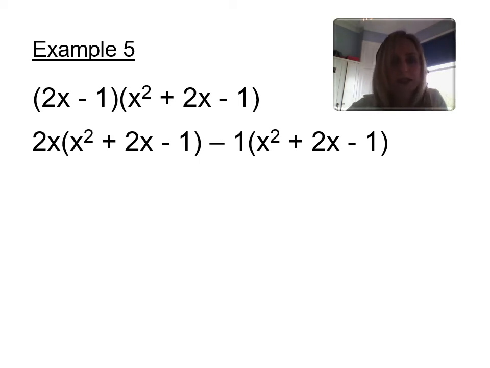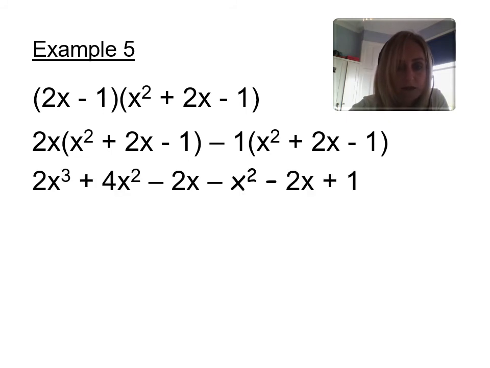So when we multiply that out, our first 3 terms all multiplied by 2x, so it becomes 2x cubed plus 4x squared minus 2x. And then our minus 1 multiplied by that bracket is going to be minus x squared minus 2x, and then minus 1 times minus 1 is going to be plus 1. So take care because every single term is going to be multiplied by our negative on the outside of the bracket. And then we can gather our terms together.